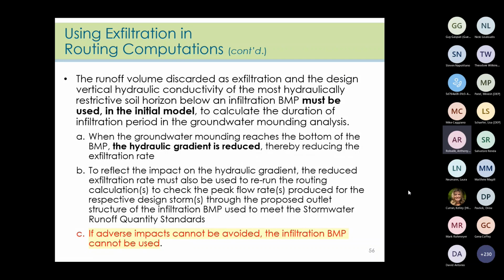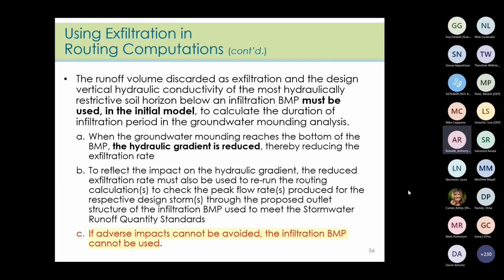When an adverse impact is the result, further modifications to the size of the infiltration area of the BMP or reductions in the exfiltration rate must be performed until the adverse impacts are eliminated. A groundwater mound that reaches the bottom of the BMP means the hydraulic gradient is reduced, which is another way of saying that the BMP cannot infiltrate runoff as fast as originally expected. So you'll have to redo the routing calculations to calculate new peak flow rates.